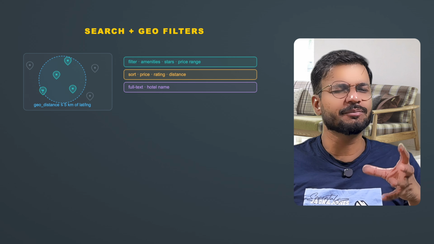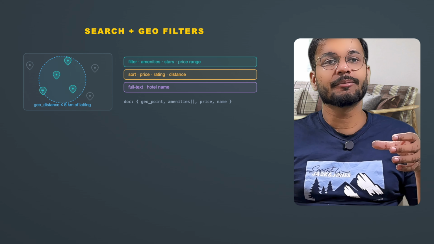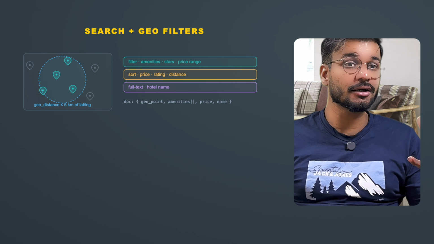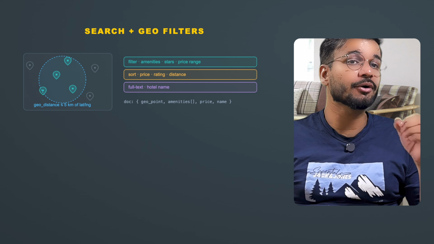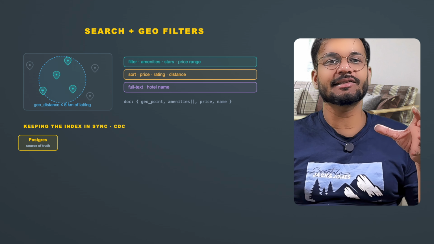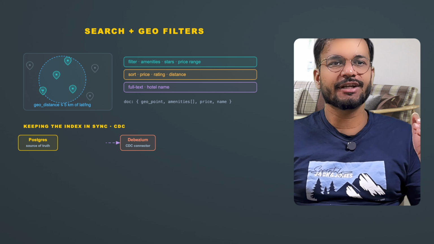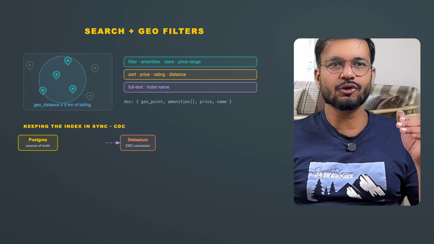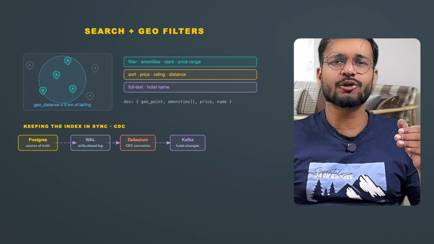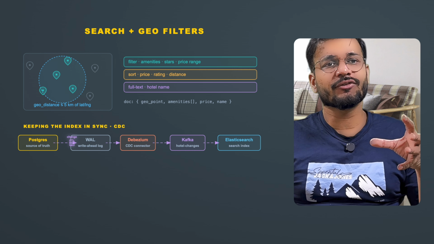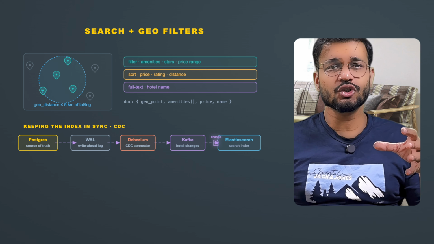Elasticsearch does all of this beautifully. We index each hotel as a document with a geo point field for location. Queries use a geo-distance filter combined with term filters for amenities and range filters for price. But here's an important question. How do we keep this index in sync with the primary database? We use CDC, that is change data capture. When a hotel's data changes in Postgres, Debezium captures the change from the write-ahead log and publishes it into Kafka. A consumer reads from Kafka and updates the Elasticsearch index. This gives us eventual consistency for search, which is acceptable.